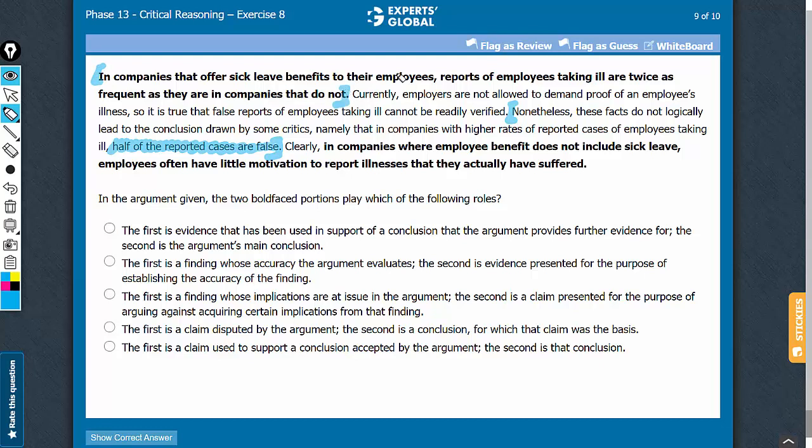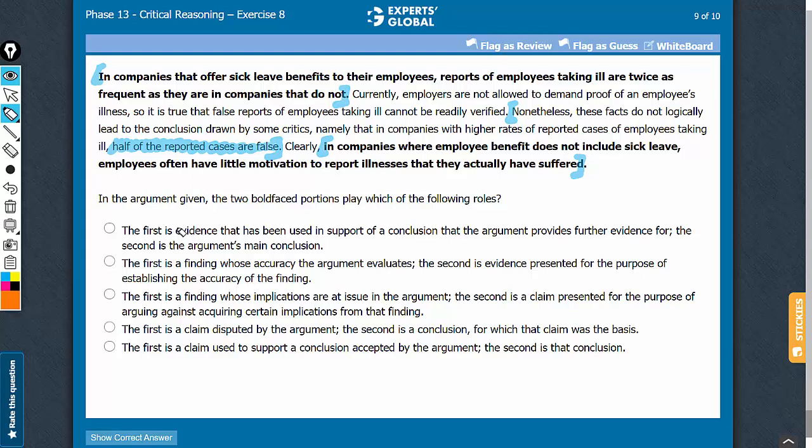See, the first boldface is a circumstance, a finding whose consequences are under assessment, and the second boldface is something that supports the conclusion of the argument. So with that groundwork, let's look at the answer choices.